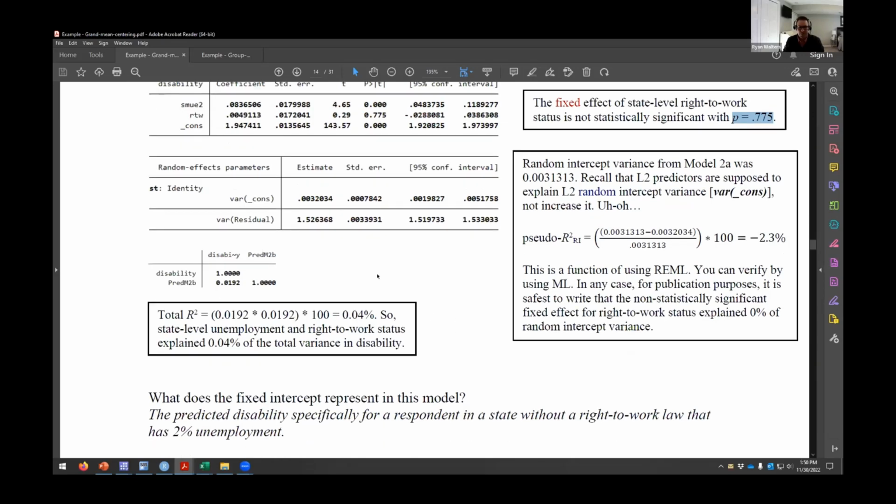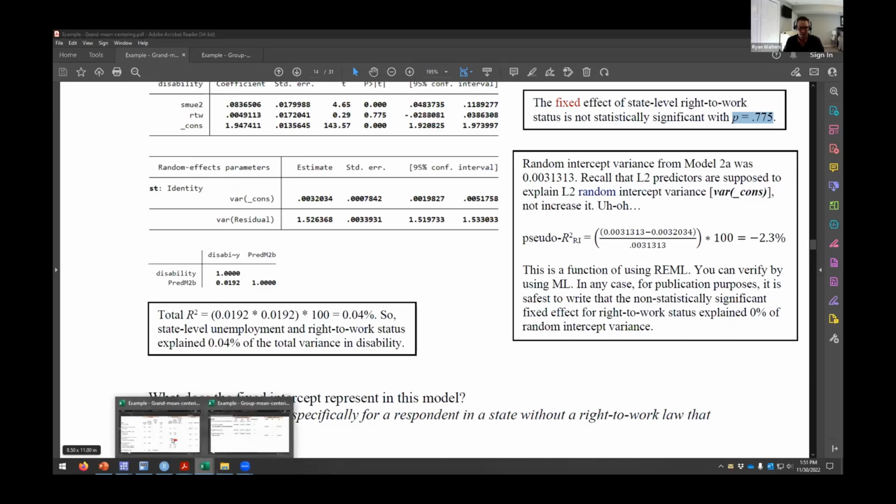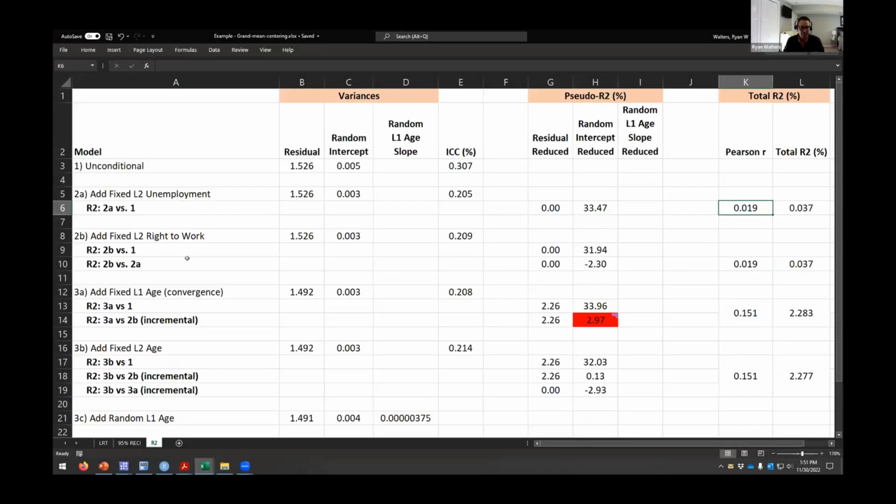Okay. Total R-square is still about the same, 0.04%. And so if I go to our Excel spreadsheet here, you can see I enter the variance components, calculates ICC for us. We've still explained no residual variance because again, right to work was a level 2 thing. And then I have the pseudo R-square for each level by comparison.